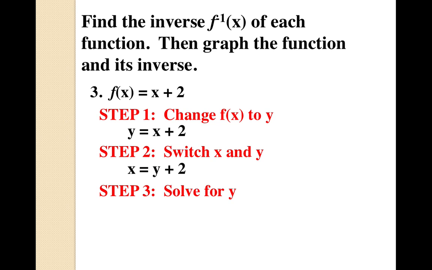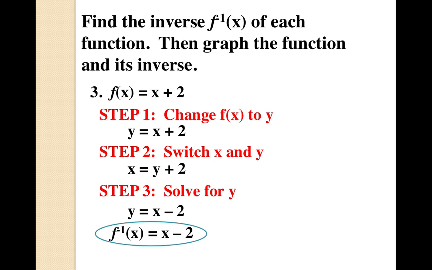Step 3, now what we want to do is solve for y. We want to get the y by itself. So all we're going to do here is subtract 2 to the other side, and now the y is by itself, and we have y = x - 2. And then just a heads up, like what I have written at the top, you would write the inverse function f^-1(x) = x - 2. Okay? Alright, so keep in mind those three rules and use them as we move forward.